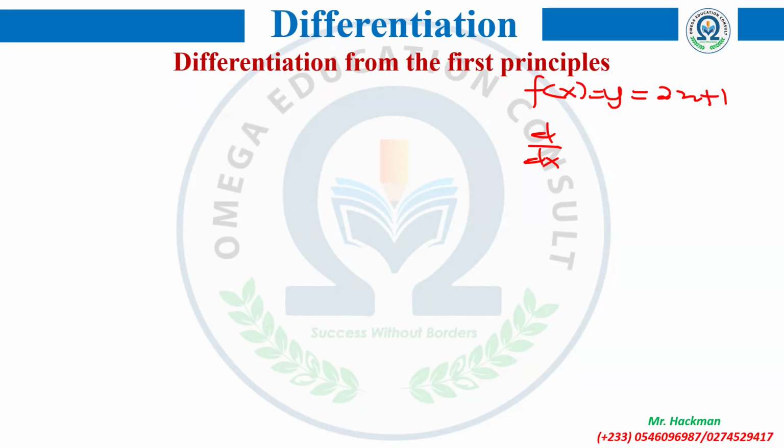All right, so we are going to look at how to differentiate functions, but from the first principle. Functions are basically expressions with a special name. So 2x plus 1 is an expression. Do you agree?